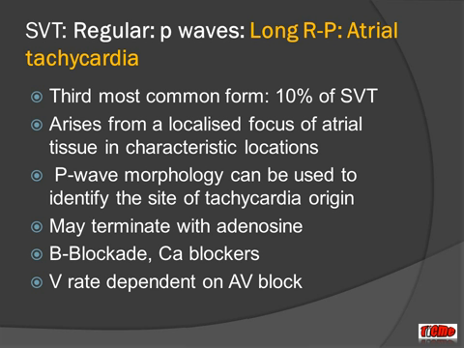Atrial tachycardia is the third most common form of supraventricular or narrow complex tachycardias. It makes up about 10%. It usually arises from a localized focus of atrial tissue, and the locations are characteristic. So when you go and have EP studies, the P wave morphology can be used to identify the site of the tachycardia origin. These rhythms can actually sometimes terminate with adenosine.